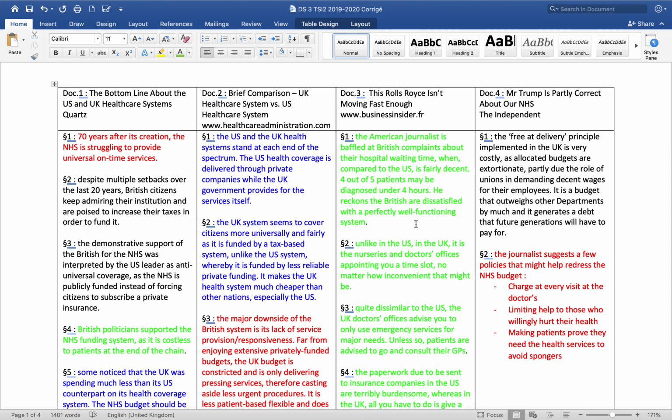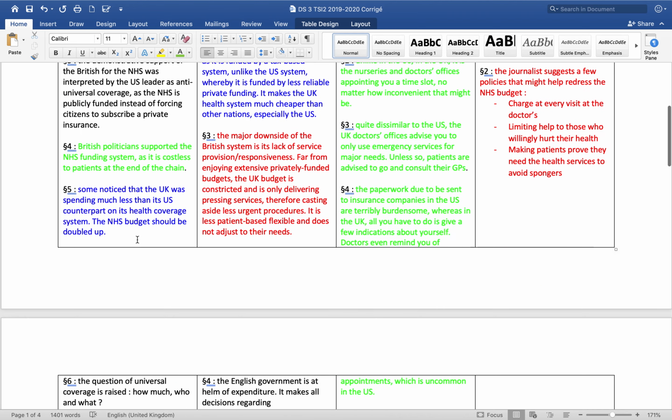What they did this time is they gave you explanations in each of the documents. They gave you explanations about how it worked, how the two systems worked. So if you managed to understand what each of those documents was about, then you understood the difference between the US and the UK healthcare systems, hopefully.